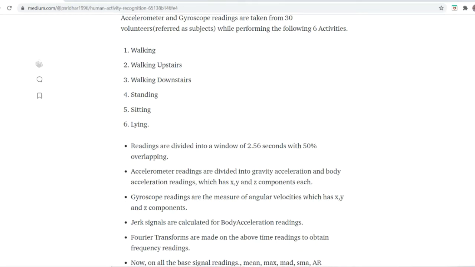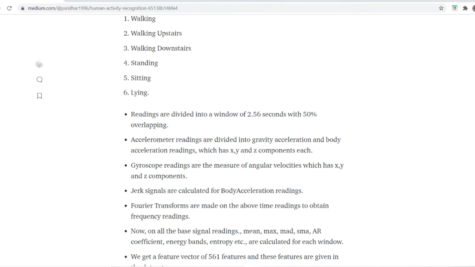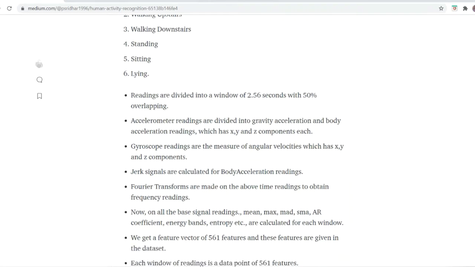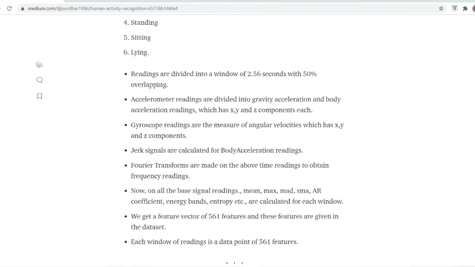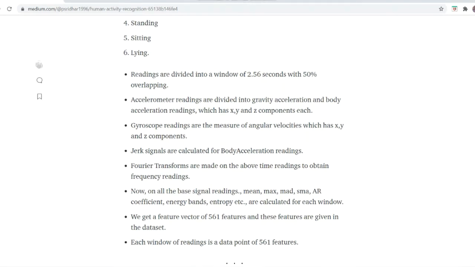Accelerometer readings are divided into gravity acceleration and body acceleration readings, which have x, y, and z components each. Gyroscope readings are the measure of angular velocity, which also have x, y, and z components. Jerk signals are calculated for body acceleration readings. Fourier transforms are made on the above time readings to obtain frequency readings. Now, on all the base signal readings, mean, max, MAD, SMA, AR coefficient, energy, bands, entropy, etc., are calculated for each window. We get a feature vector of 561 features, and these features are given in the dataset.